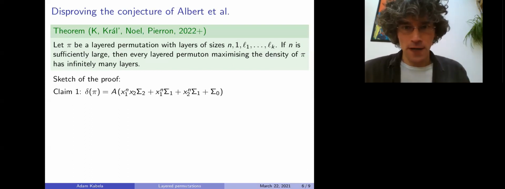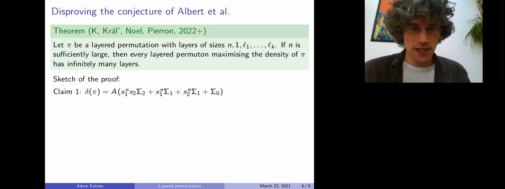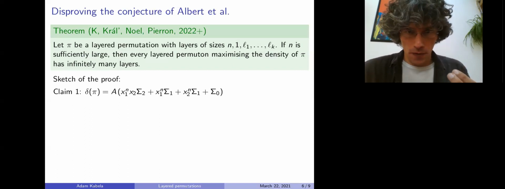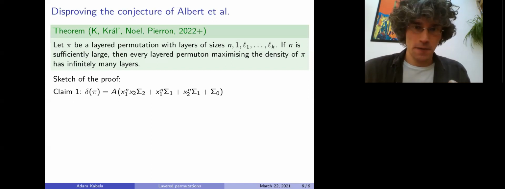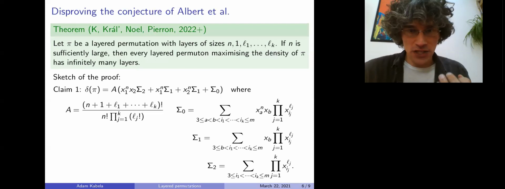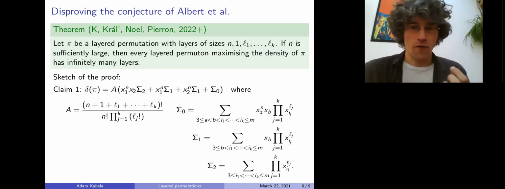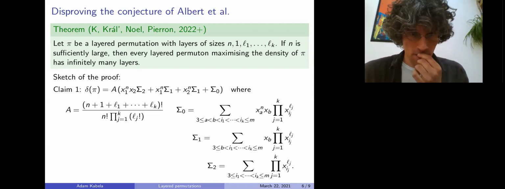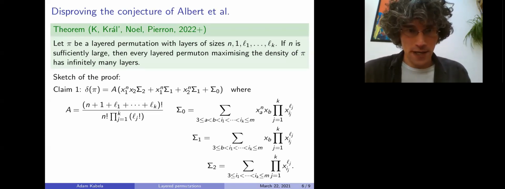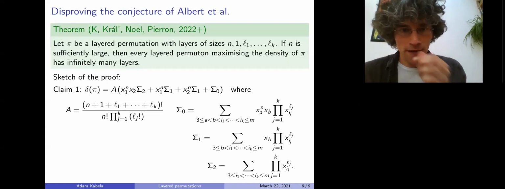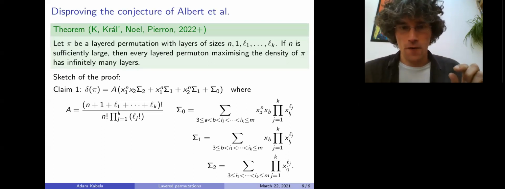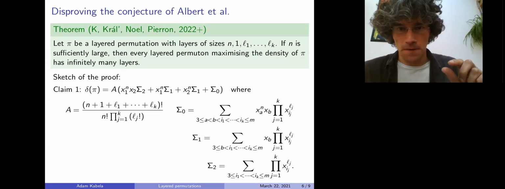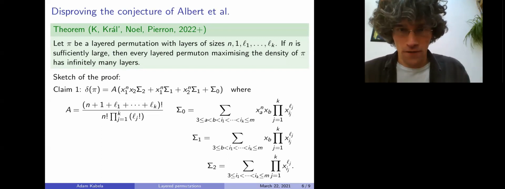So we have a layered permuton with finitely many layers. We suppose that it has the desired density, and this is just a funny way of expressing this density. So the x subscript 1 is the length of the first layer of the maximizer.